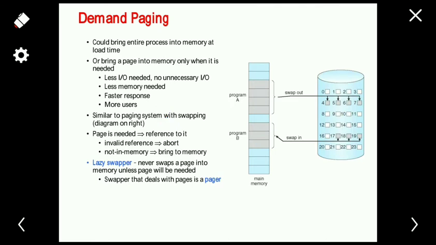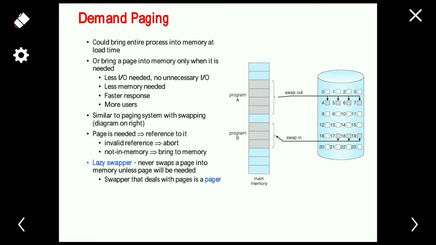Okay, so it could bring the entire process into memory at load time. We have seen in the previous example that only some part of the program is used for the execution and the remaining part is just occupying space in main memory. So we are swapping out the pages from program A to the hard disk and swapping in the other program to the main memory.